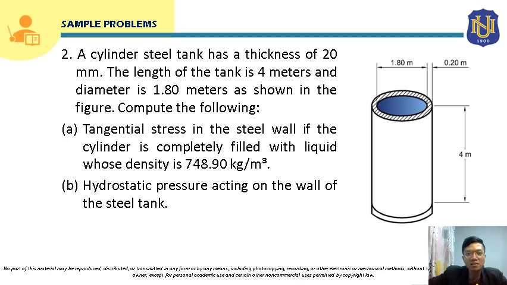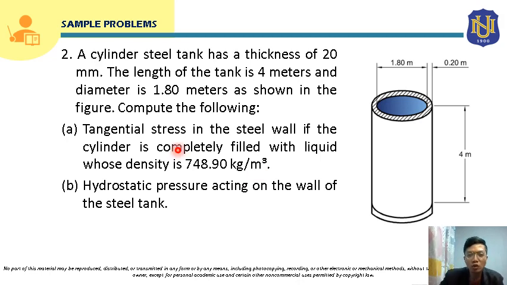A cylindrical steel tank has a thickness of 20 millimeters. The length of the tank is 4 meters and the diameter is 1.80 meters, as shown in the figure. Compute the following. Letter A, the tangential stress in the steel wall if the cylinder is completely filled with liquid whose density is 748.90 kilograms per meter cubed. And for letter B, the hydrostatic pressure acting on the wall of the steel tank.